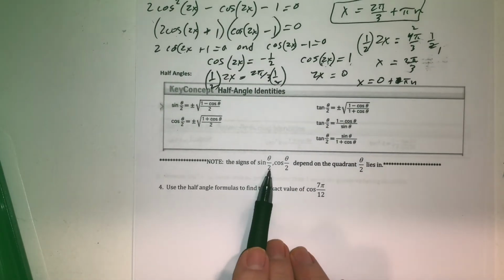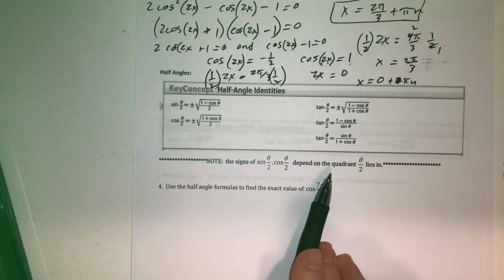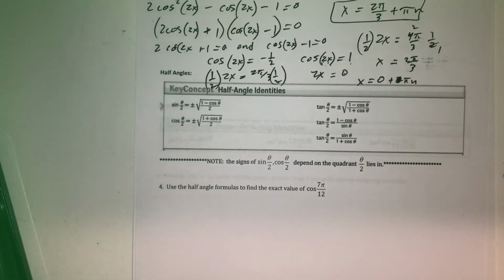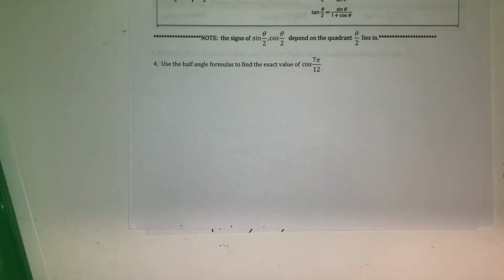Now, please note that the sine of theta over 2 and cosine of theta over 2 depend on what quadrant that angle theta over 2 lies in. Be aware of that. Example number 4 says, use the half angle formulas to find the exact value of the cosine of 7 pi over 12.